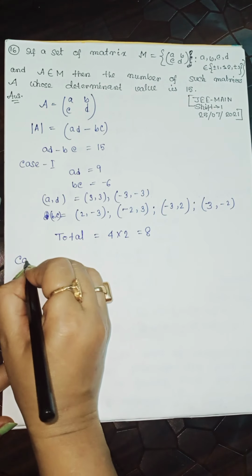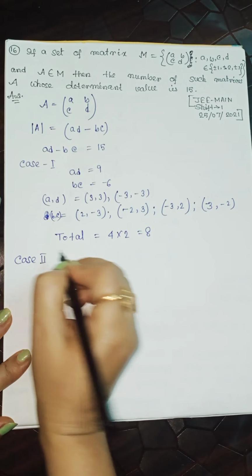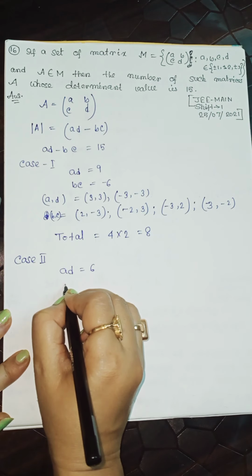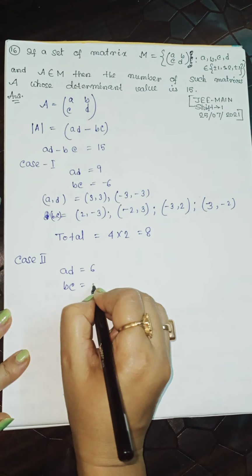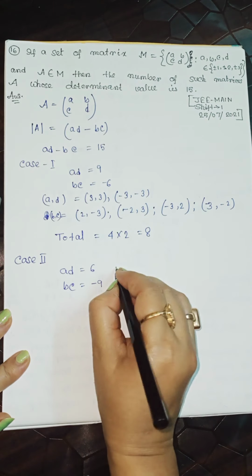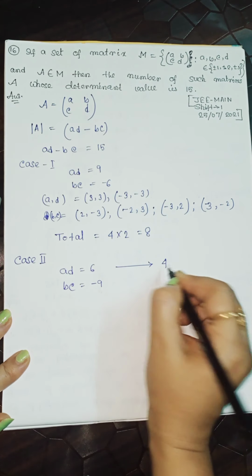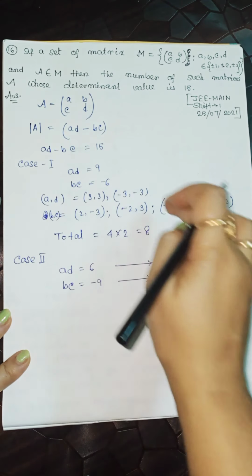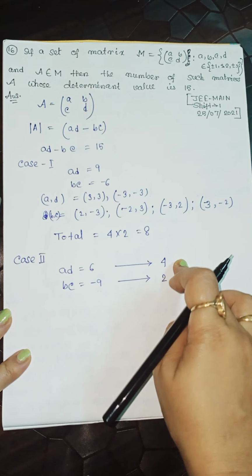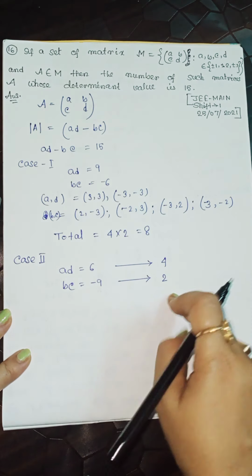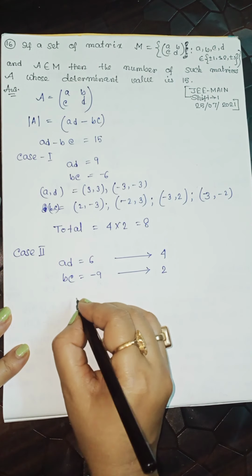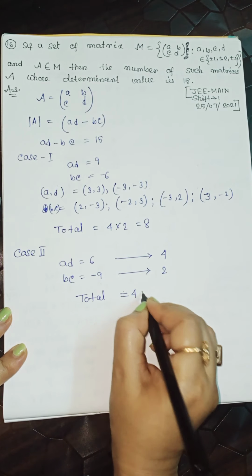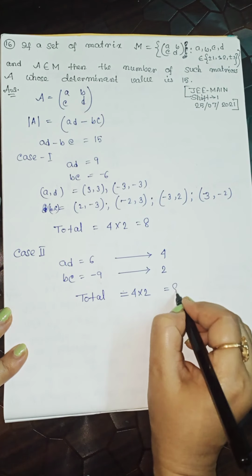So now case 2 is what? Case 2 arises if AD is equal to 6 and BC is equal to minus 9. We change everything. So here the cases happening are 4, and here the interchange. Now for A comma D there are 4 numbers, and for B comma C there are 2 numbers, 2 ways happened. So the total cases is again 4 into 2, so that is equal to 8.